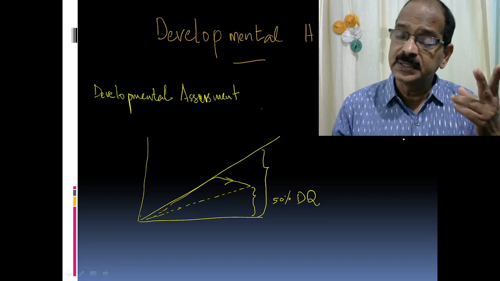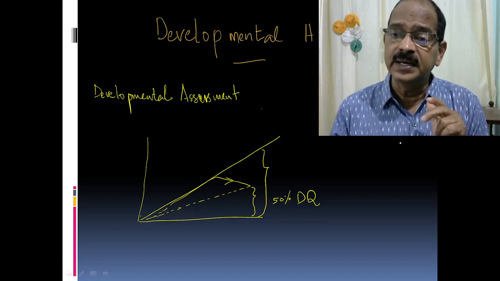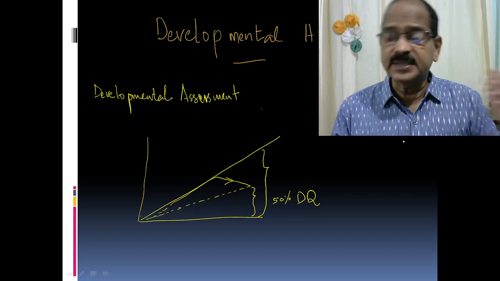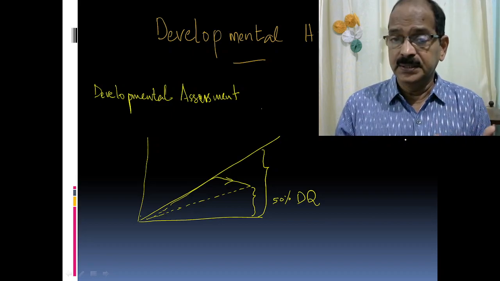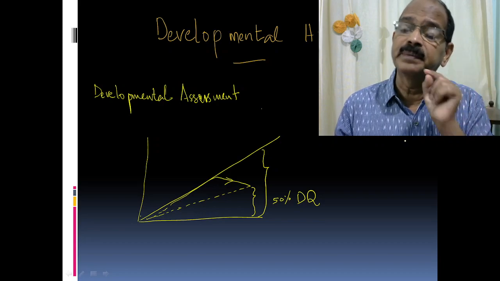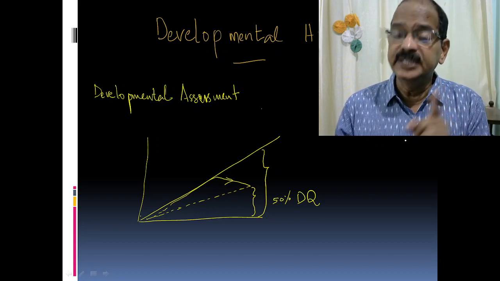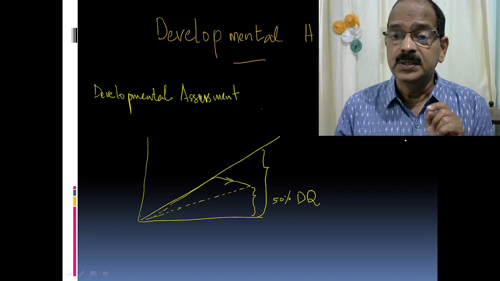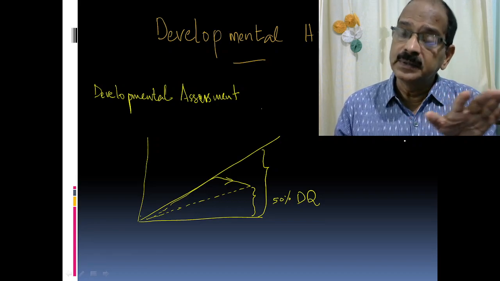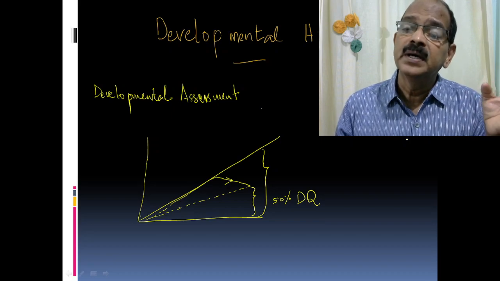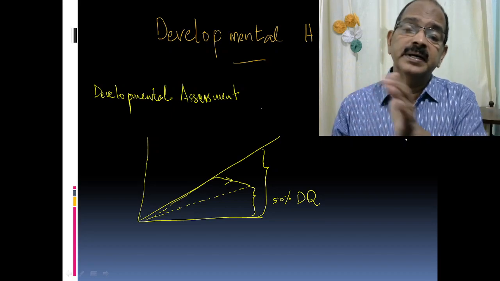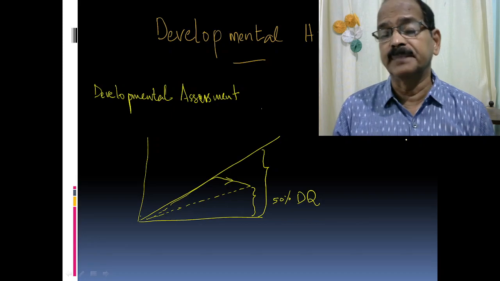There are two things: which are the fields delayed, and second, to what extent each field is delayed compared to the other peers. Then based on that, you represent it as a DQ, developmental quotient. So this is not assessed based on the history only. It's at the end of your history and the assessment.